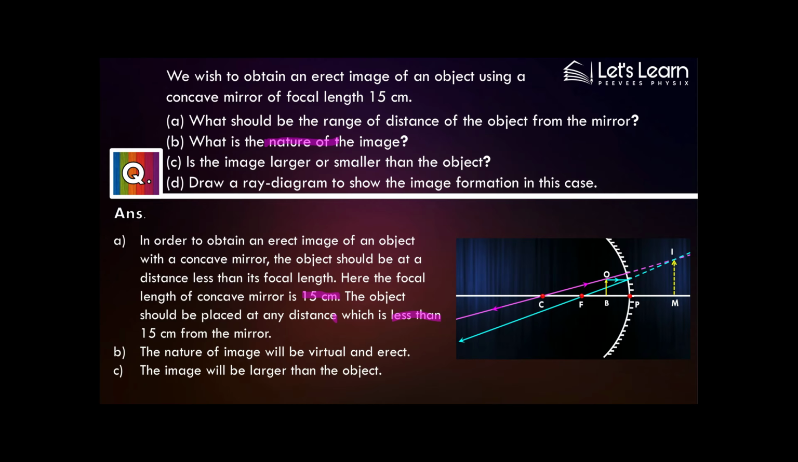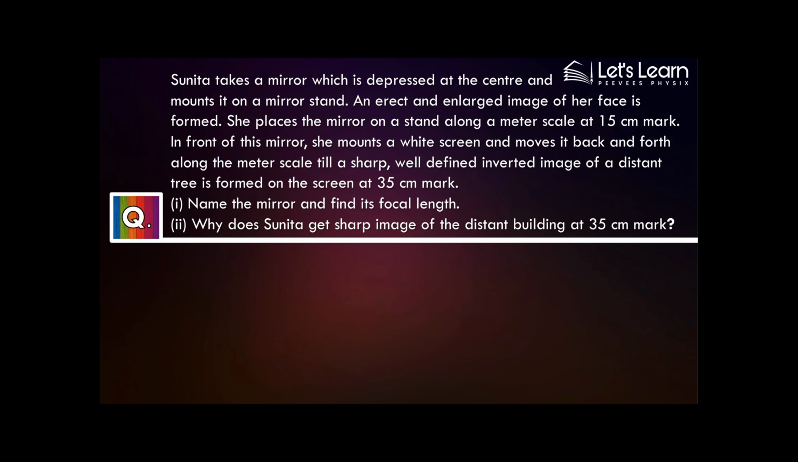And they wanted a ray diagram, which we did before. Keep the object between pole and F, draw a parallel ray which passes through the principal focus. Draw another ray through the center of curvature. We know it bounces back. Since these two rays are diverging, draw backwards and those rays meet at this point where you get the image. Since the rays do not meet, you get a virtual image which is behind the mirror. The next question says an erect and enlarged image is formed. Erect and enlarged image is always formed by a concave mirror.